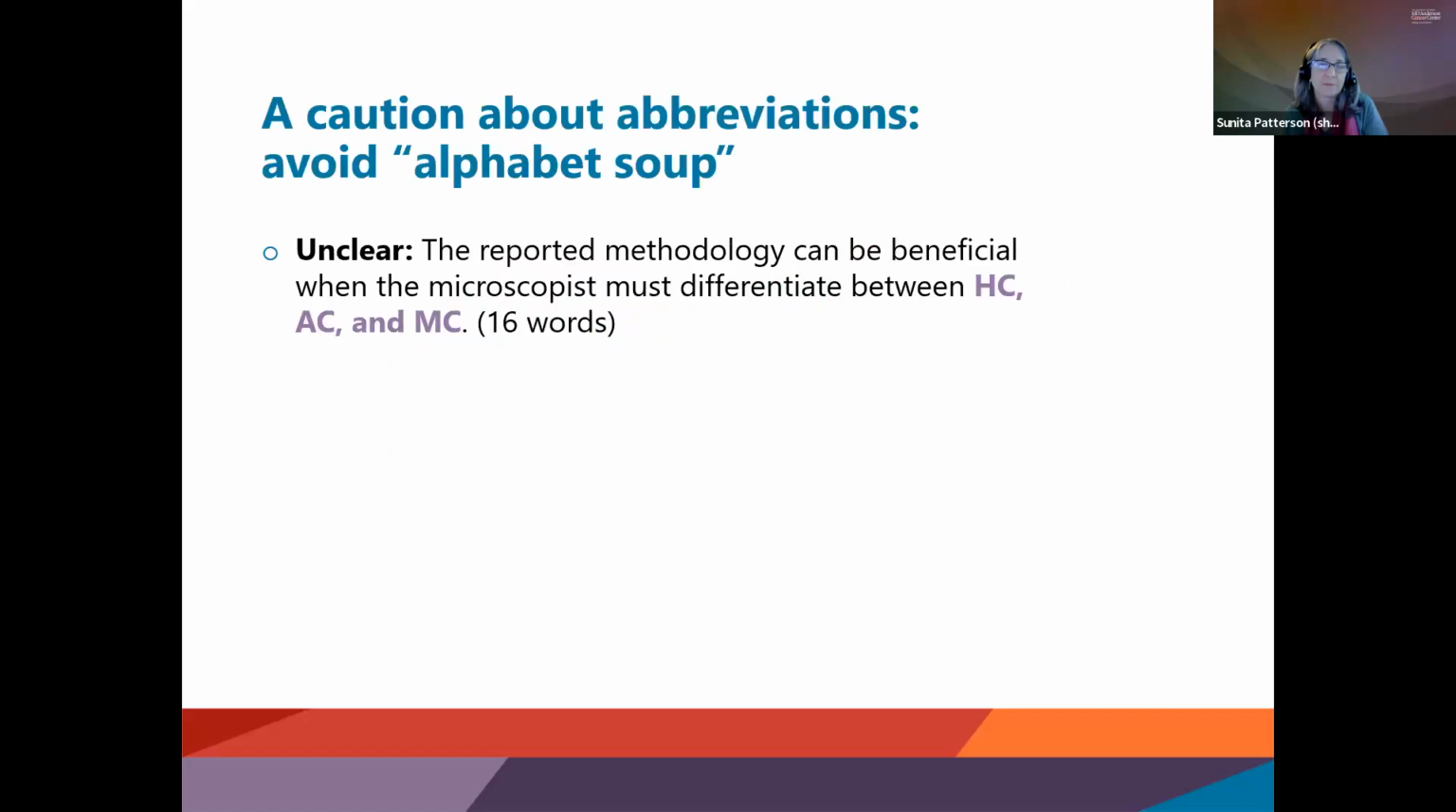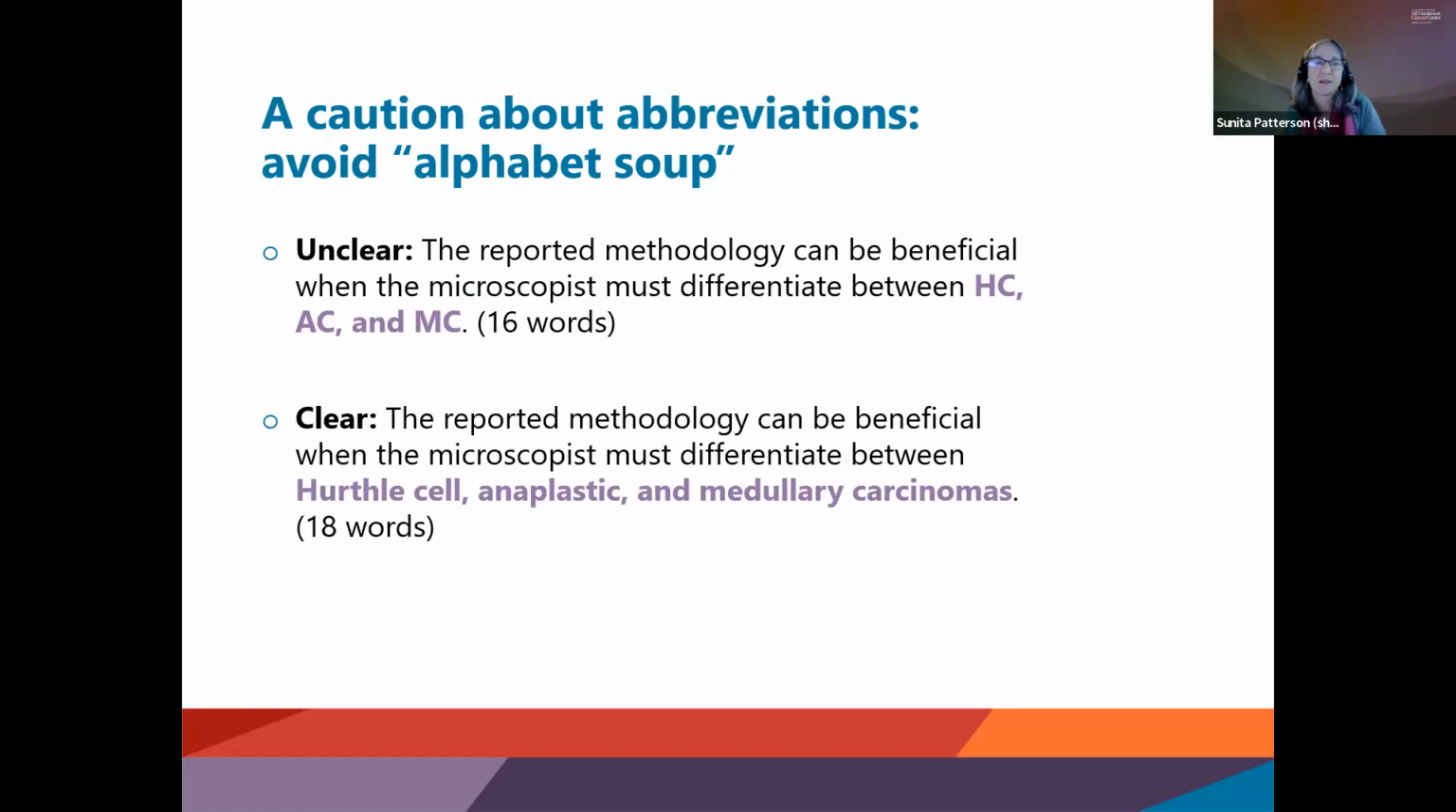We did want to caution about abbreviations. Abbreviations can hinder understanding, so you don't want to get too carried away. We call it alphabet soup when there are too many abbreviations, and it's confusing because you can't remember what they all stand for. So this is an example where the second sentence uses two more words, but it's worth it because it's so much clearer than the shorter sentence with the abbreviations.